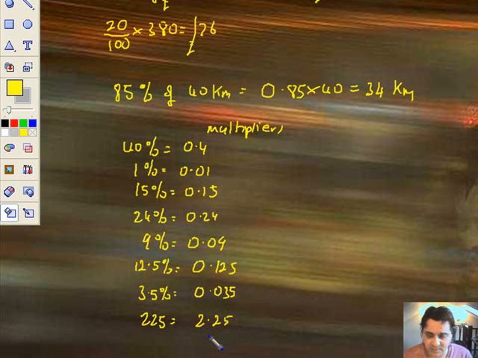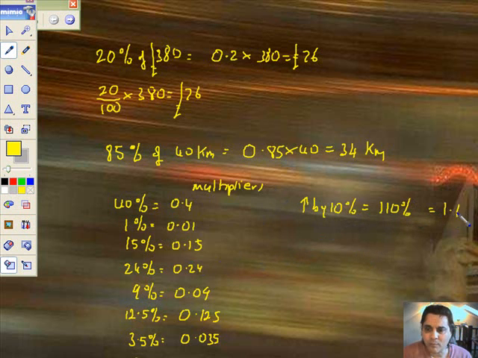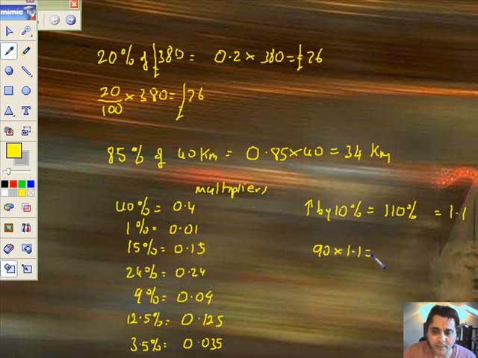Alright, so question 6 then, up to grade D. It says use multipliers from your table to work out 90 increased by 10%. Well, if I'm going to increase something by 10%, I have my original 100%, then put the 10% on top. So that becomes 110%, but that's not a multiplier. 1.1 is. So I take my 90 and multiply it by 1.1. Here we go, 90 times 1.1 gives me 99. Could be pounds, kilograms, it doesn't really say.